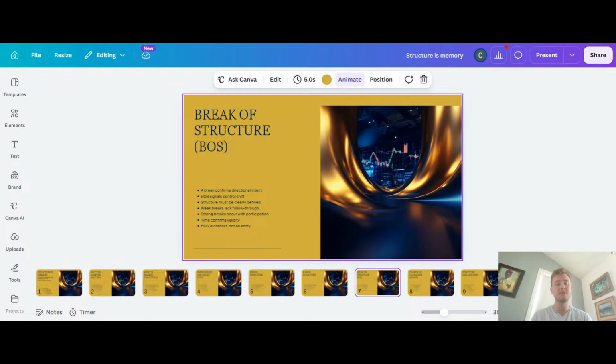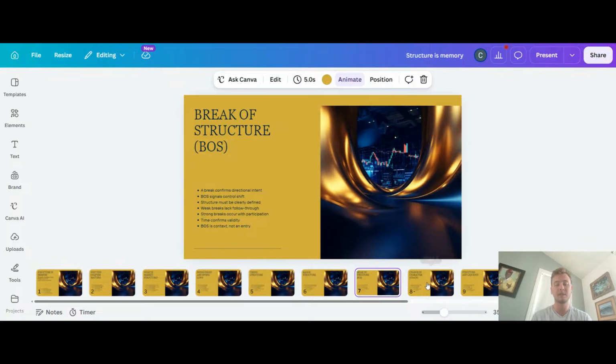Structure must be clearly defined. Weak breaks lack follow through. Strong breaks occur with participation. Time confirms validity, and break of structure is context, not an entry.